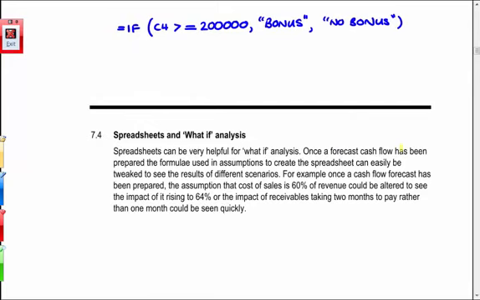One of the applications then of spreadsheets is that they're very useful for what-if analysis. So what if sales go up by a certain percentage? What if the VAT rate increases? So we can look at our forecasts, for example, the forecast cash flow, and we can change some of the assumptions. So we could change the assumption here from the cost of sales being 60% of revenue to 64% and see what the impact of that is. And there are lots of permutations using what-if analysis.